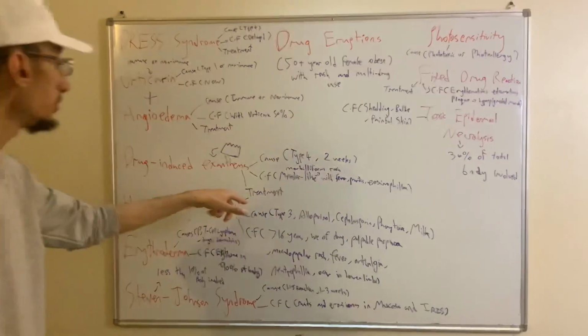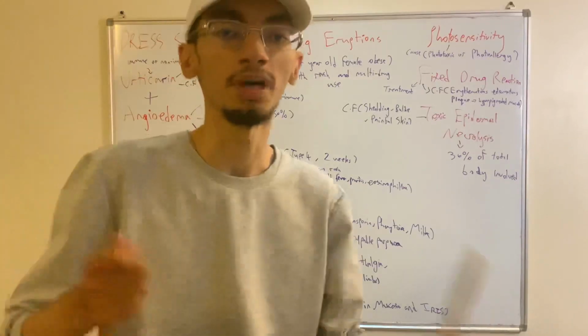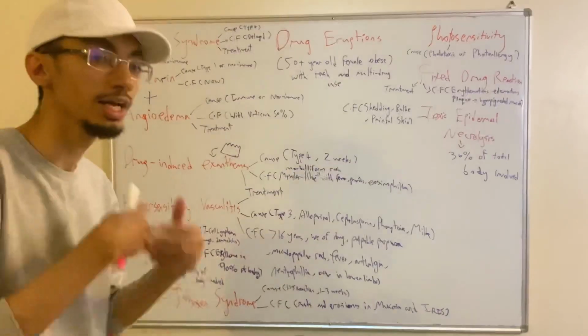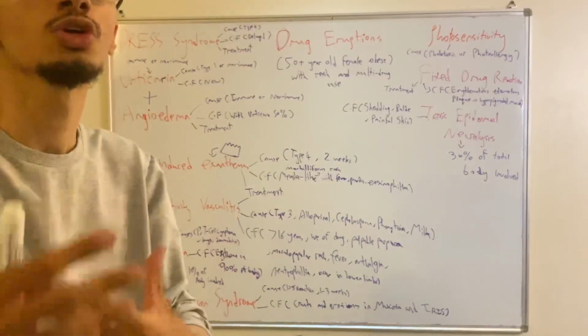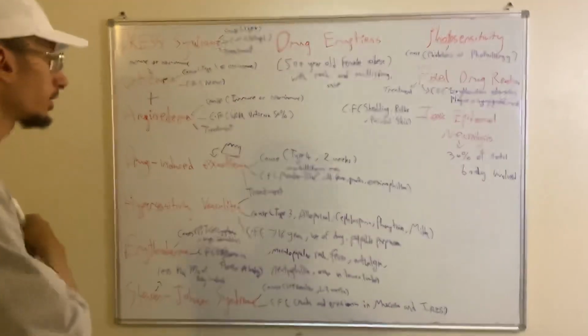And regarding the treatment for drug-induced exanthems, you find out what drug might have predisposed to it and stop the drug, as well as giving the patient an antihistamine if he feels itching, and supportive therapy in general. Okay? So that's pretty much it for drug-induced exanthems.